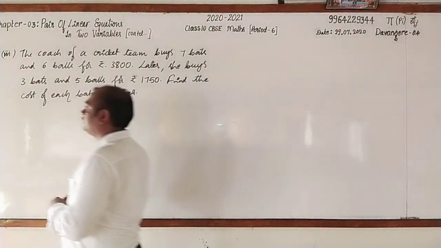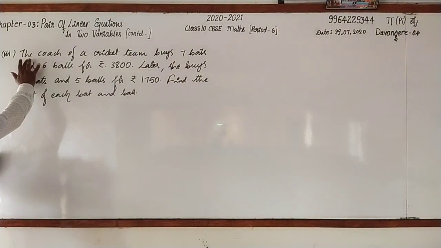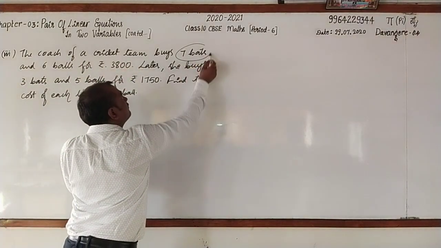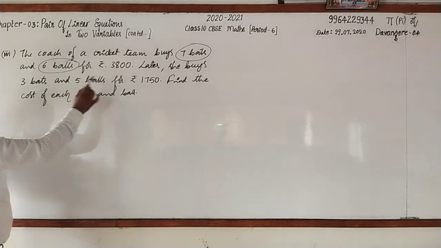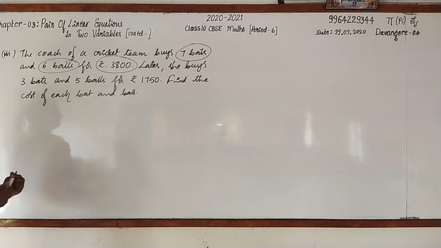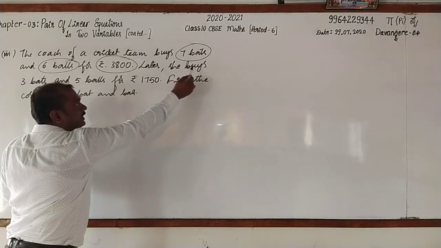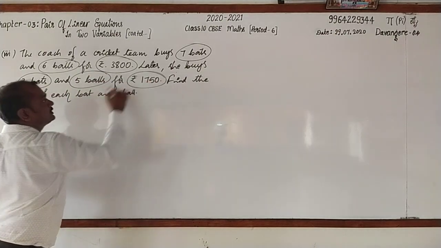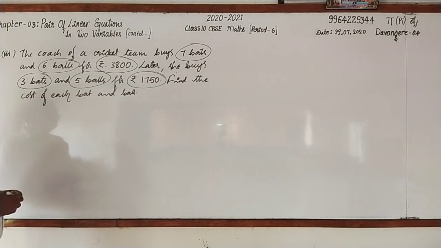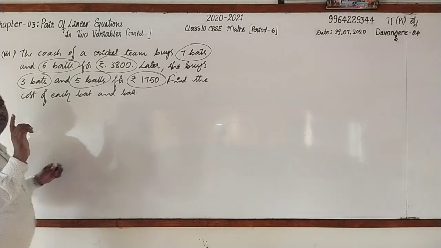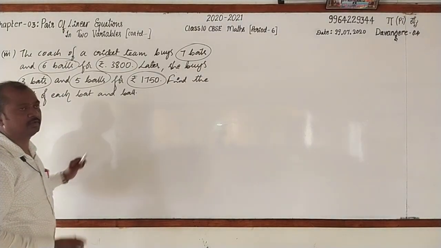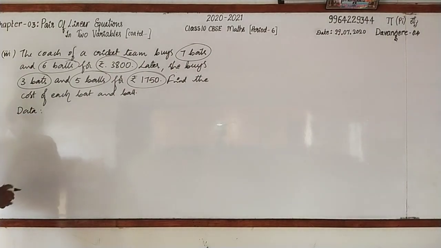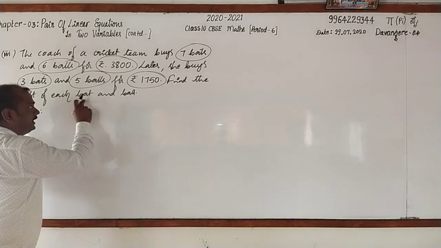Go through the third sub question. It is like this. The coach of a cricket team buys 7 bats and 6 balls for rupees 3,800. Then later that lady coach buys 3 bats and 5 balls for rupees 1,750. We have to find the cost of each bat and each ball. That is 1 bat and 1 ball.